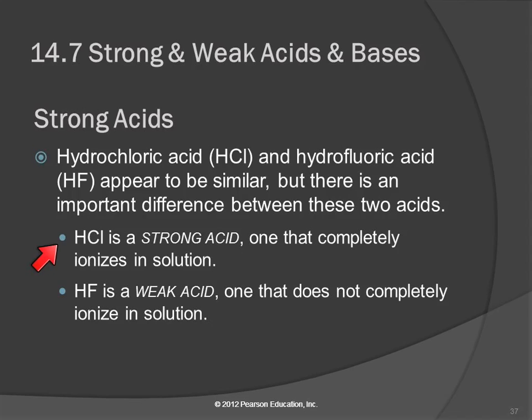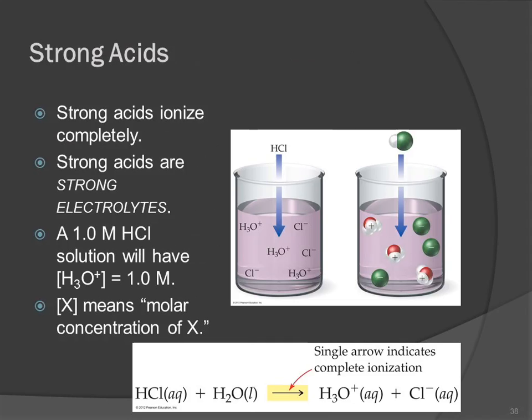So HCl is a strong acid. HF and HCl look similar, right? They're hydrogen ions with a halogen, and they're right next to each other in the periodic table, and you think, oh, these guys are similar, right? And yet one's a strong acid and one's a weak acid. HCl is a strong acid, it ionizes completely. HF is considered a weak acid because it does not ionize completely. And yet HF is actually much more corrosive and dangerous than hydrochloric acid.